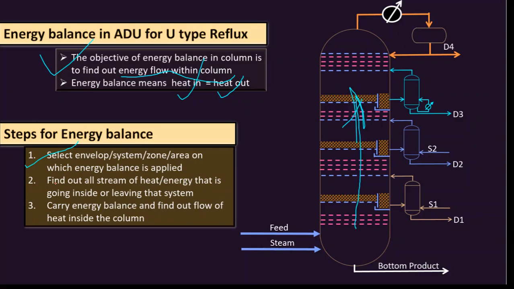The next step is to find out all the streams of heat and energy going inside or leaving the system, meaning heat in and heat out. The next is to carry out the balance and find out the flow of heat inside the column. That is basically the difference between the heat in and the heat out, and we can find it out.